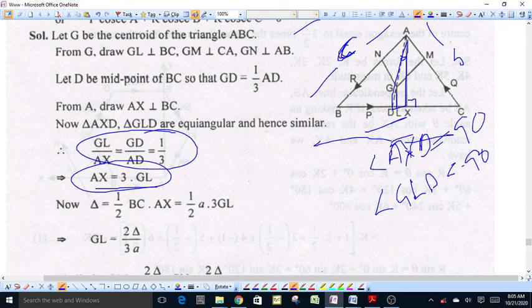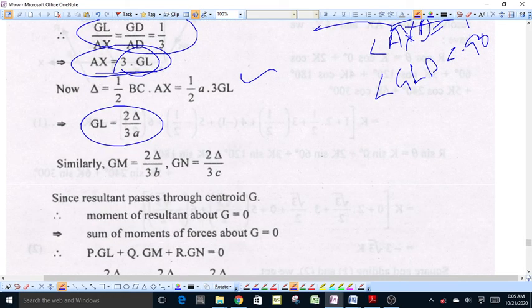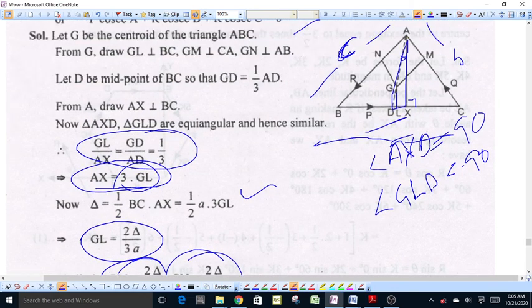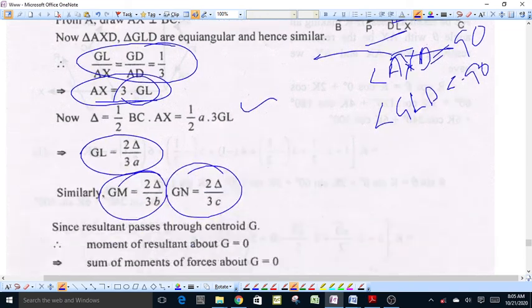Now, the area of triangle ABC is equal to 1 by 2 a, AX, and AX is equal to 3GL. From here, GL comes out to be 2 delta upon 3a. Similarly, GM will be equal to 2 delta upon 3b, and GN is equal to 2 delta upon 3c, where GM is the perpendicular distance of G from AC, and GN is the perpendicular distance of G from AB.